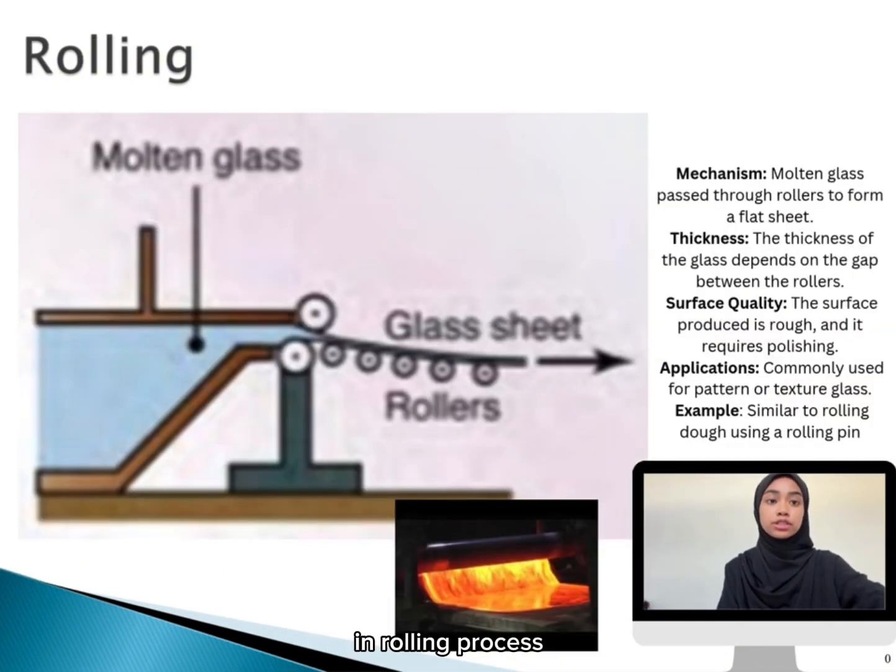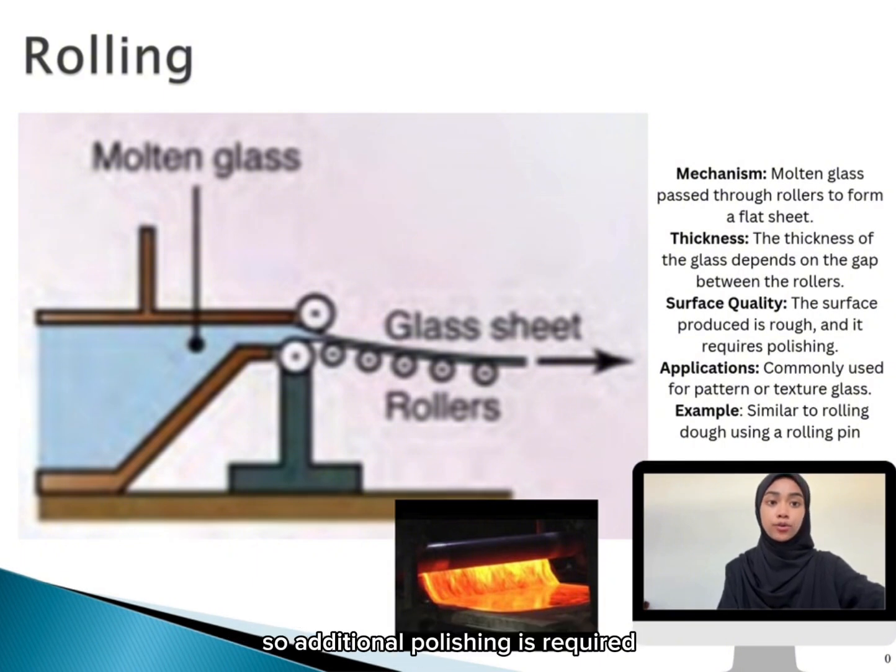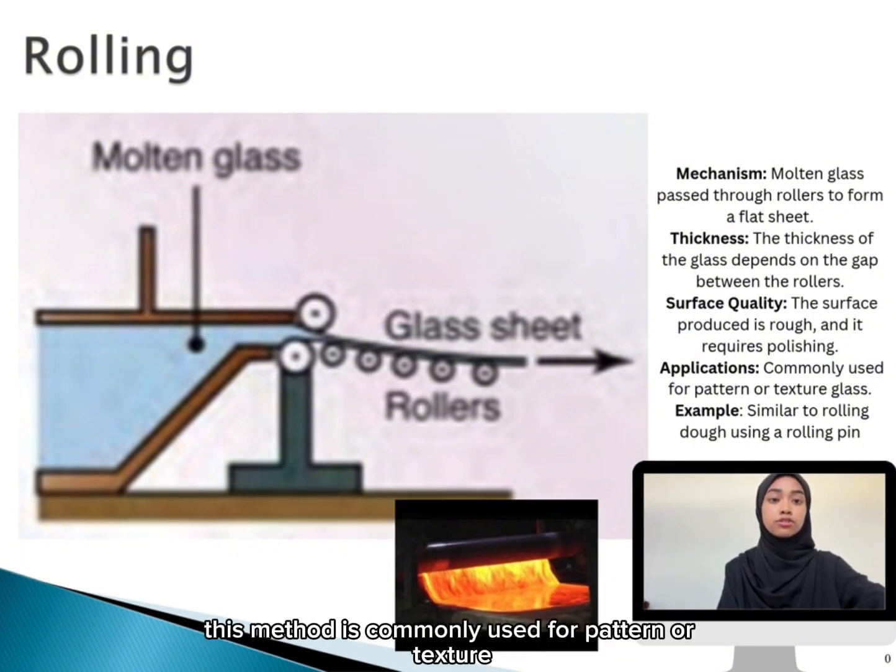Next, in rolling process, molten glass is passed through rollers to form a flat sheet. The thickness of the glass depends on the gap between rollers. However, the surface produced is not very smooth, so additional polishing is required. This method is commonly used for pattern or texture glass. It is similar to rolling dough using a rolling pin.